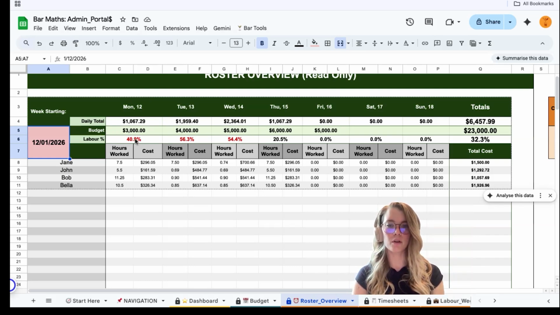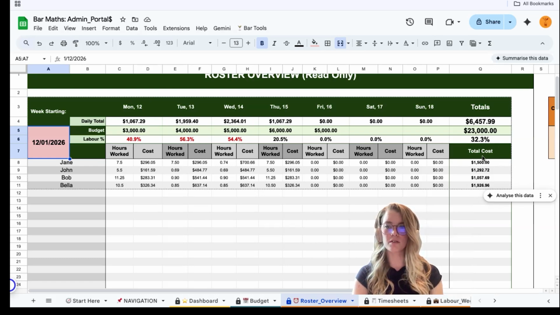Anything sitting over 35% will show up in red here, just to give you an alert that you're sitting a little bit high that day. And then you'll have a line by line breakdown for all of the staff. So you can see how many hours they've been scheduled for each day and the cost per staff member for each day. On the right-hand side, you'll have a total breakdown.